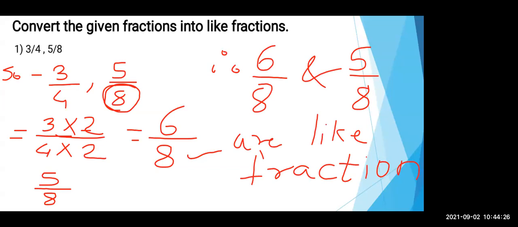And the last step, what do you have to do? You have to write it down: 6 upon 8 and 5 upon 8 are like fractions. Now I'm going to explain more examples related to these sums. See my next question.